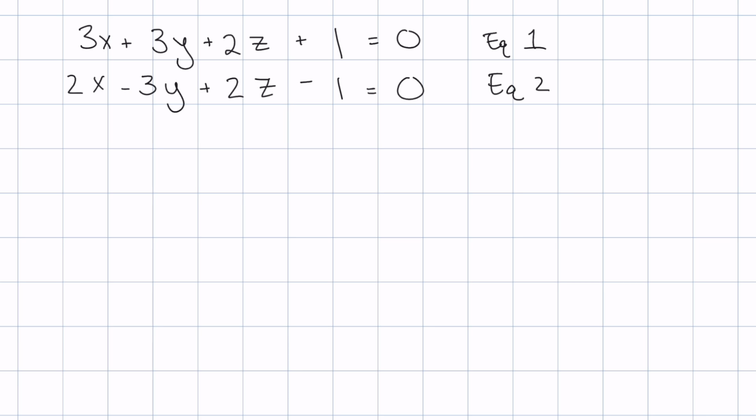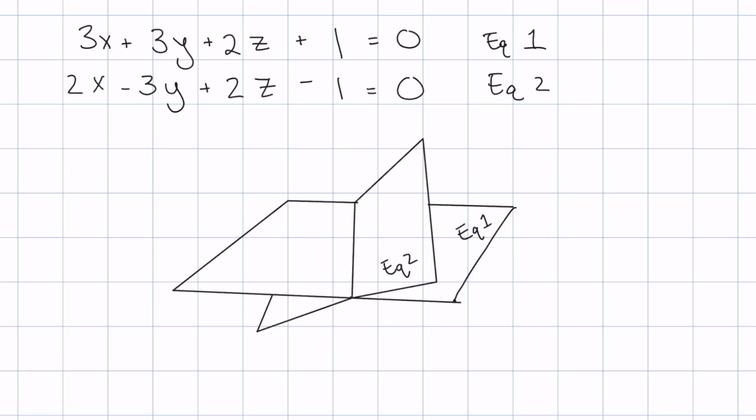So we're going to try to find the line that's formed by the intersection of these two planes. If we draw out what the two planes look like, we can clearly see that there's a line formed down the middle of their intersection.